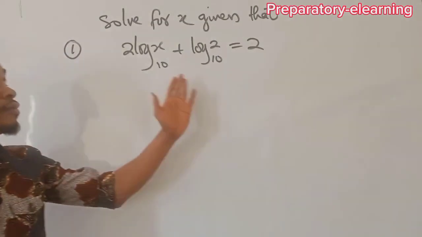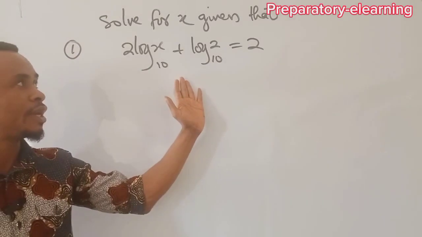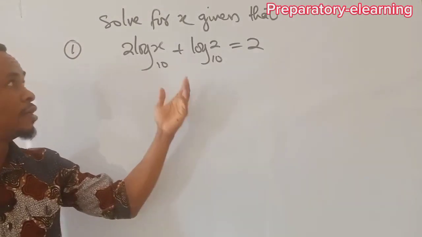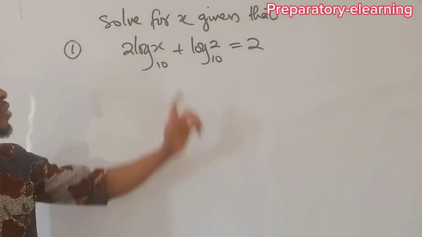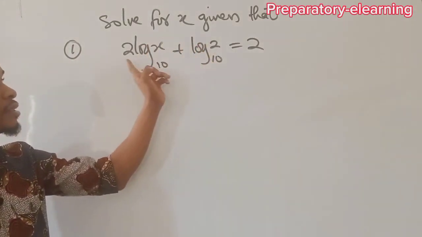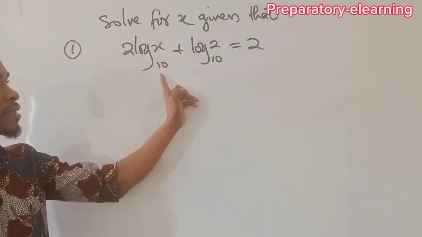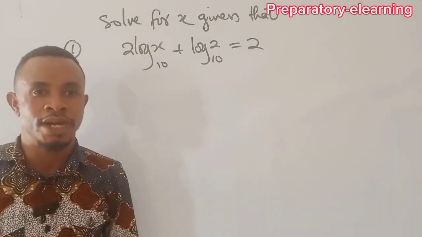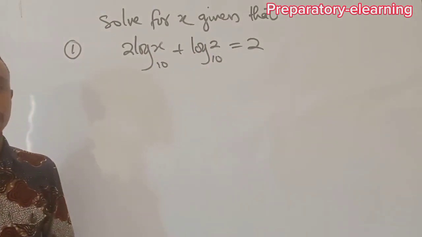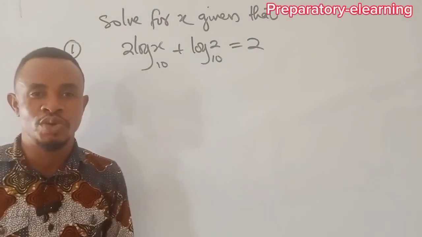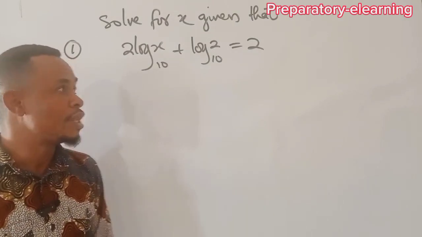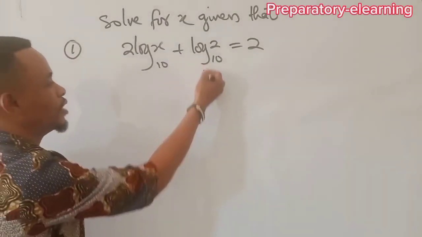So we have the first past question here, a JAMB past question. You can also see it in WAEC, on the objective side. So we have to solve for x given that 2 log x base 10 plus log 2 base 10 is equal to 2. And this is an equation of logarithm. I can solve this in two ways so that maybe you choose any way that will be convenient for you. There are two methods of solving this.